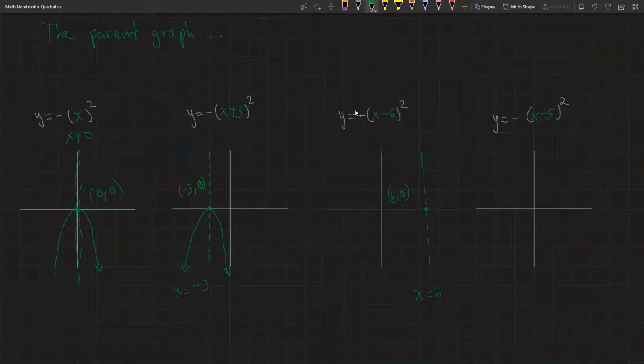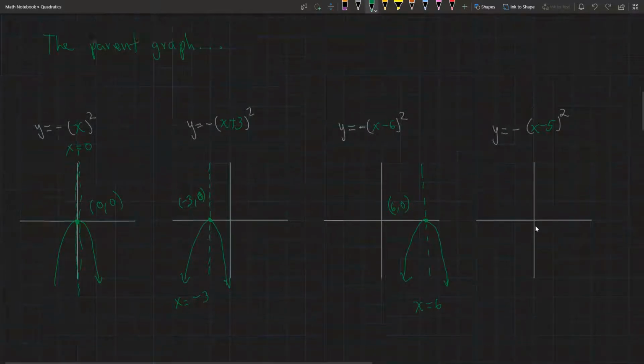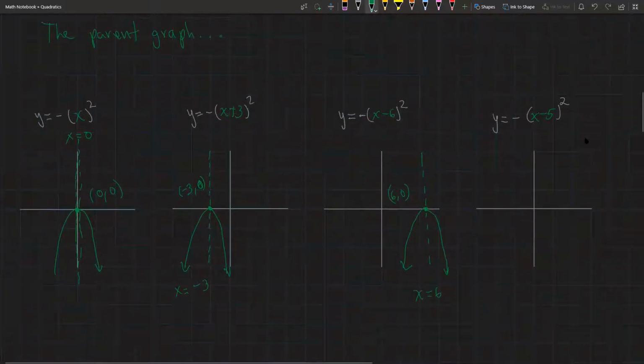And notice that it's negative something squared. Therefore, we know it's curving downwards. And that would be sufficient for a quick sketch. Look how quickly we're making these. And same thing here. Y equals negative something squared.